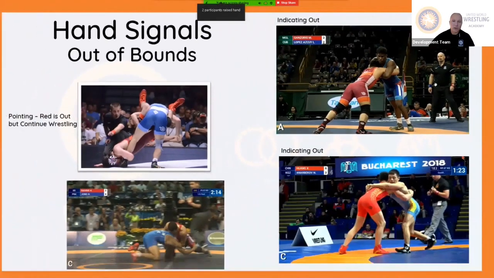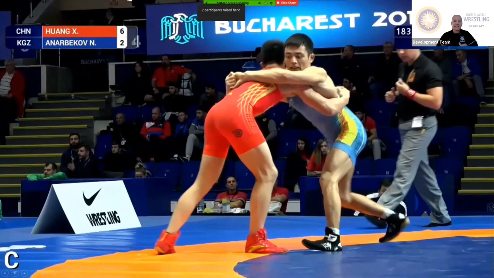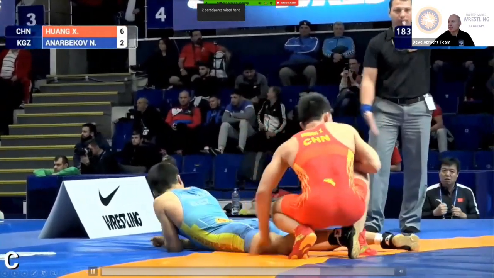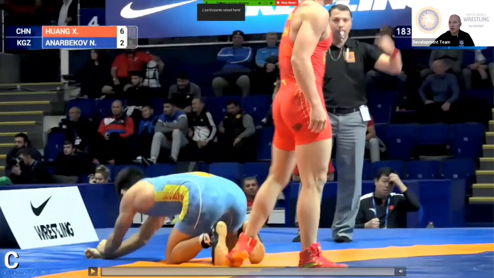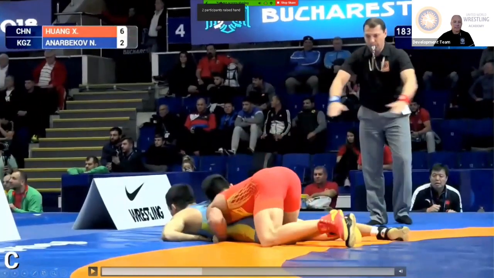The next part is there's also another way to indicate out of bounds, and this was an outstanding job of illustrating this. Because of great referee mechanics, everybody knew what got scored here. So when we watch this video, there's a couple of things that take place here. I'll go back through, and he just did a fantastic job with this. First of all, this was a risk. So there was a risk involved.